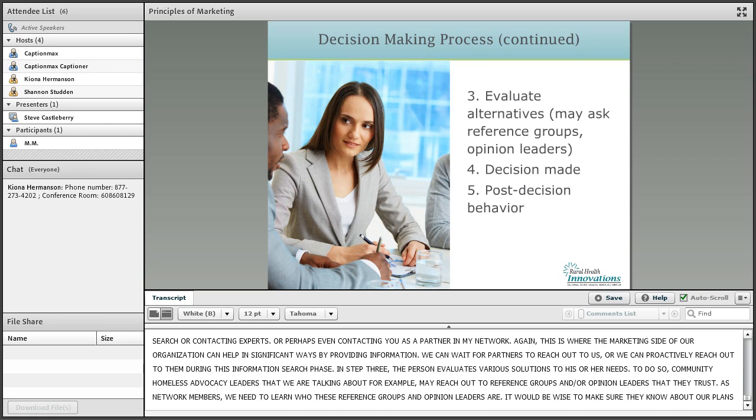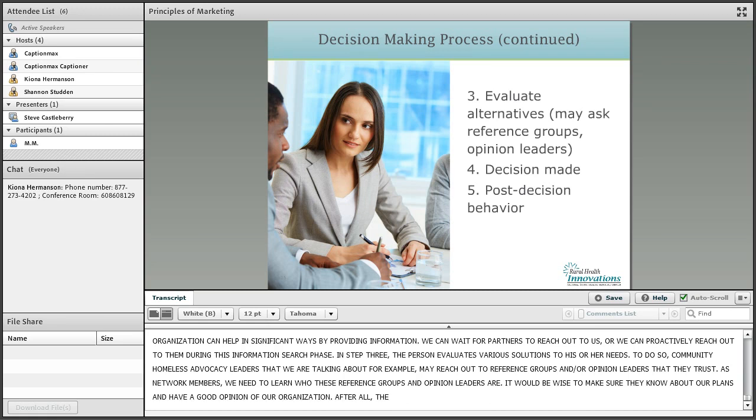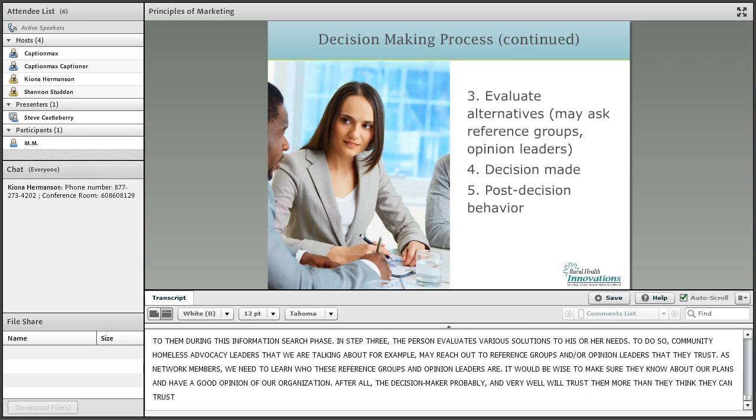Again, this is where the marketing side of our organization can help in significant ways by providing information. We can wait for partners to reach out to us, or we can proactively reach out to them during this information search phase.